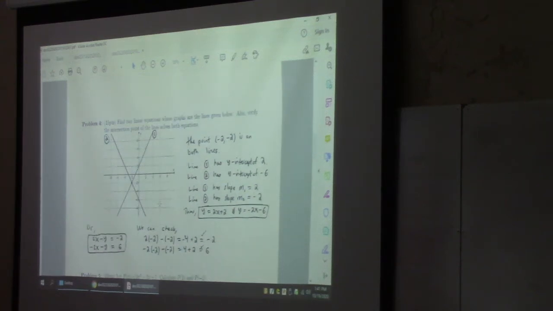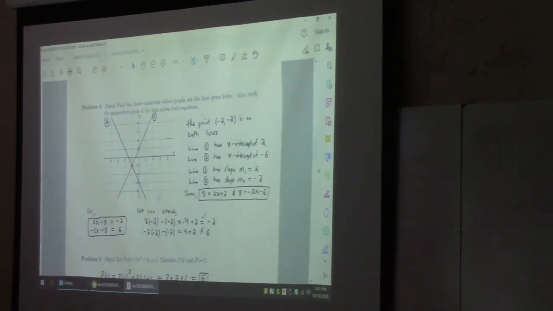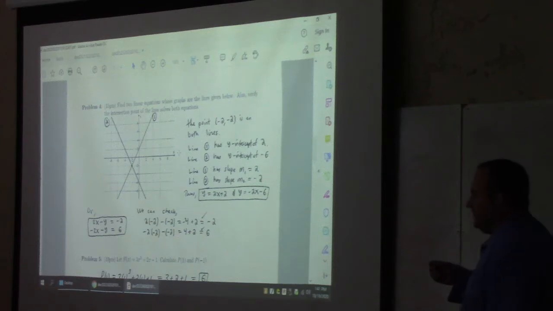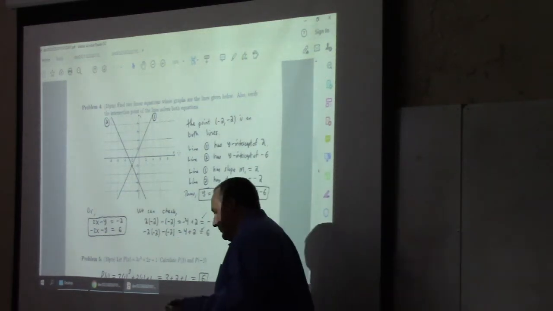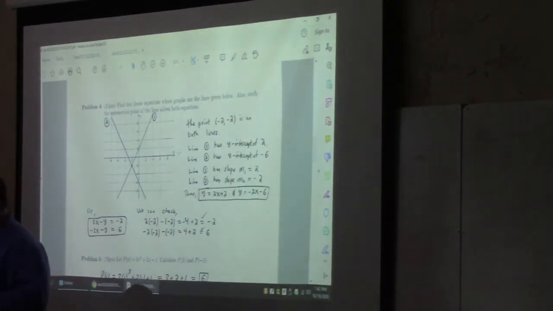So I think a lot of you need to spend some time on making sure you can find the equation of a line if you're given its graph, or maybe given a couple of points, because a lot of people are kind of not quite on the mark here. There's lots of different ways to find the equation of a line.